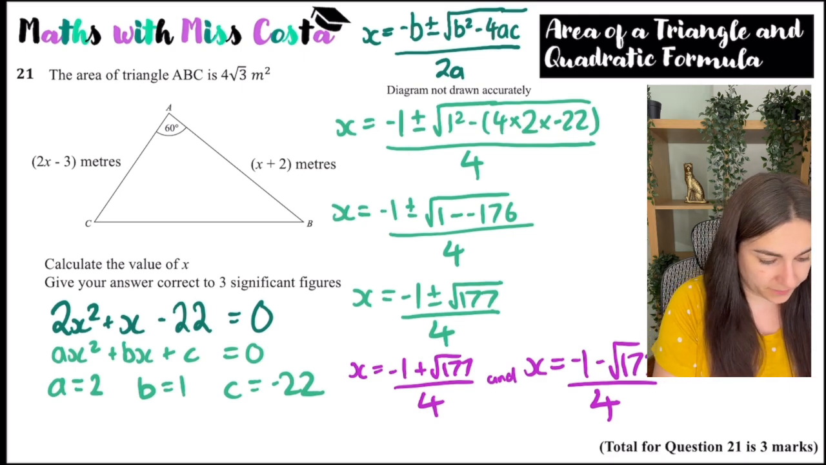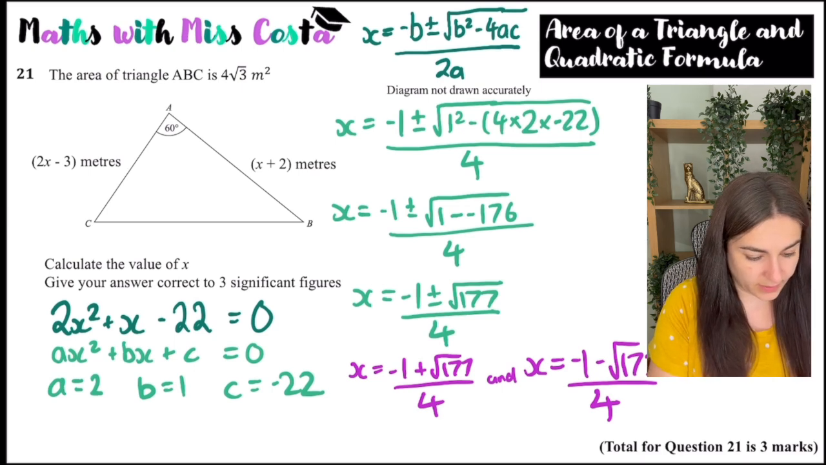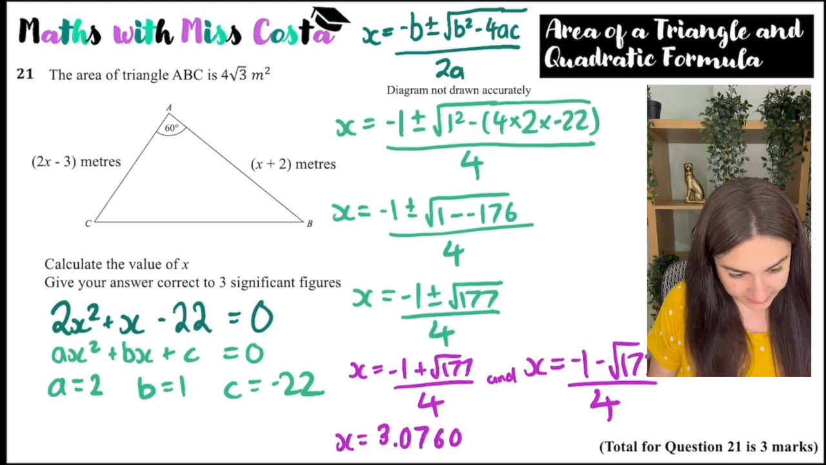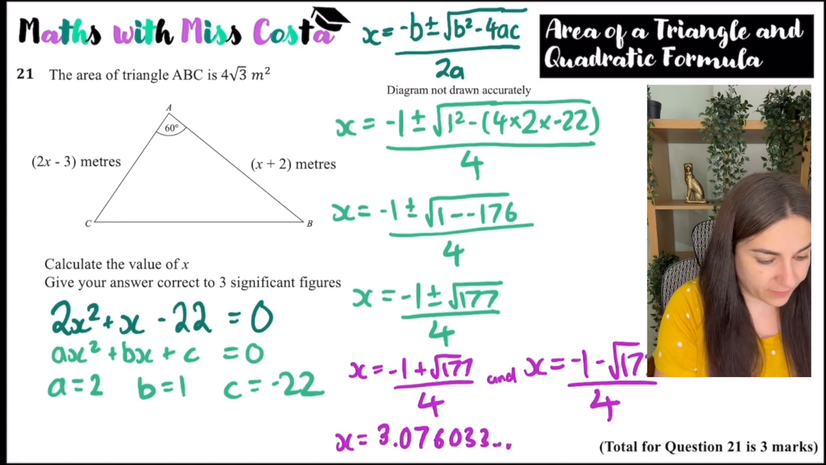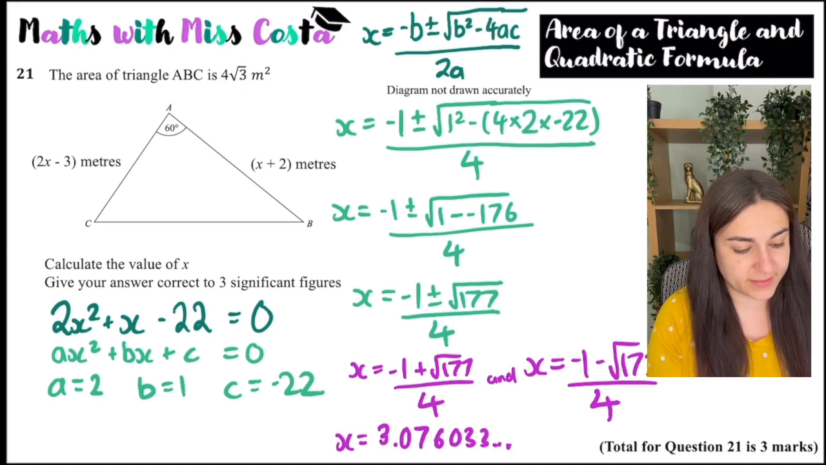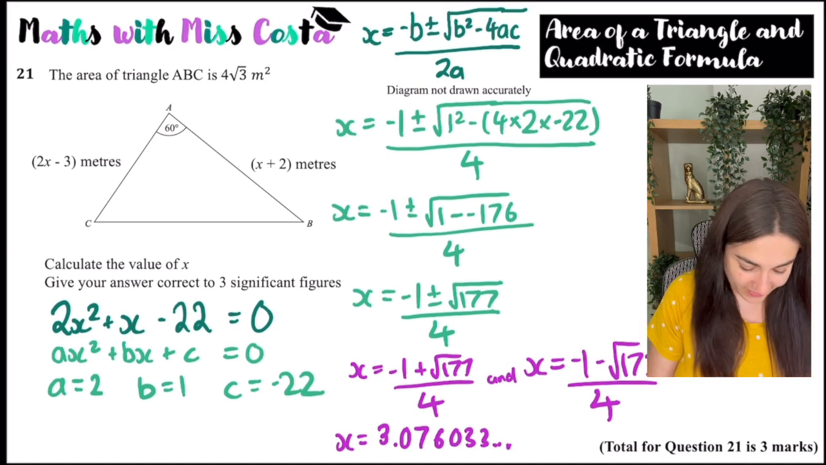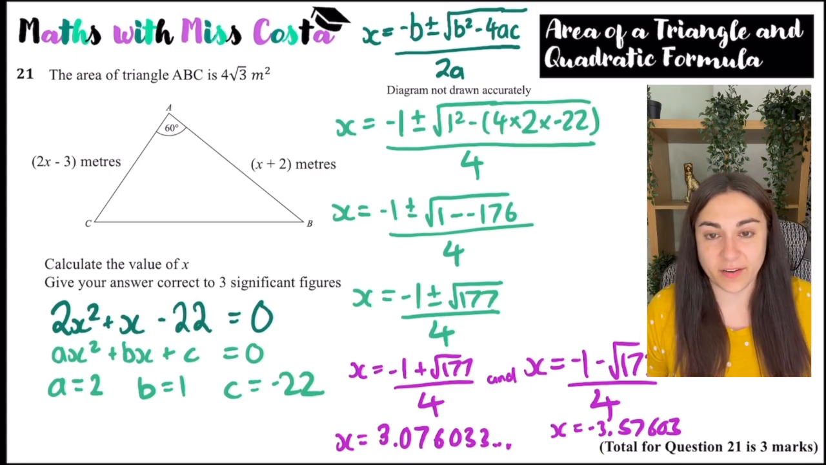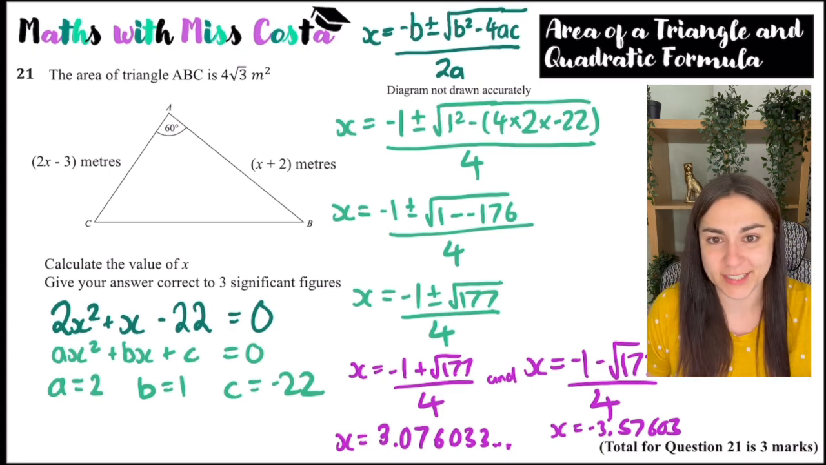So minus 1 plus root 177 over 4 gives me 3.07633. And then if I just use the little arrows, oh, I deleted it, but you can just use the little arrows to change it, so you don't have to type the whole thing out again. But obviously don't worry if you do, because I just had to, because it deleted itself. So, or x is minus 3.57603.